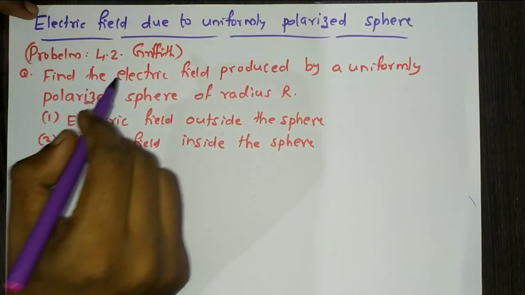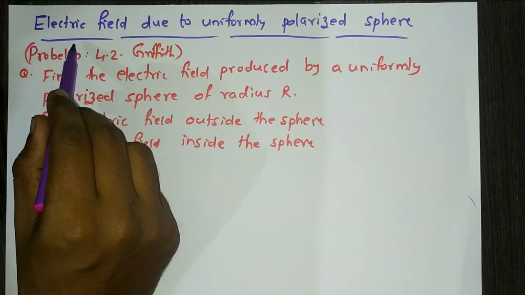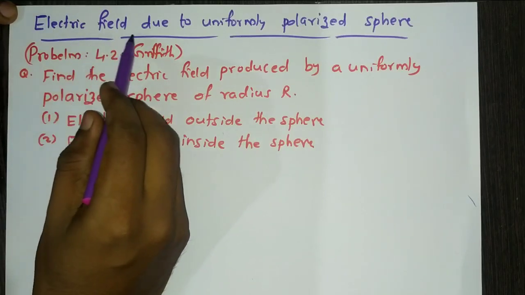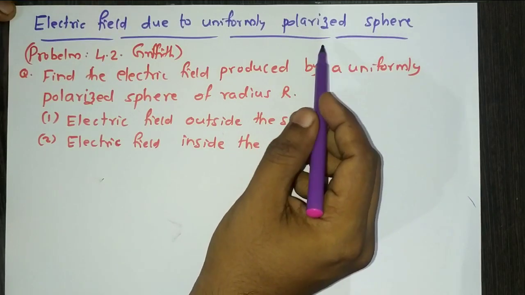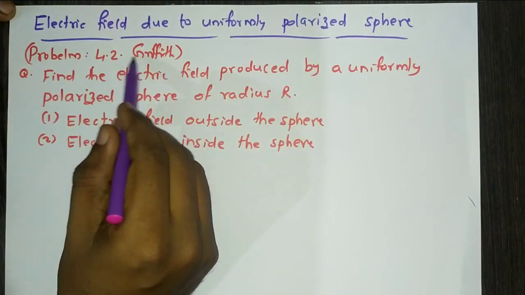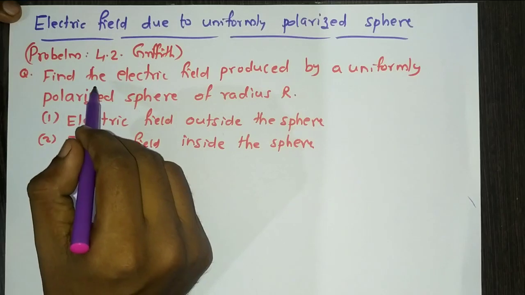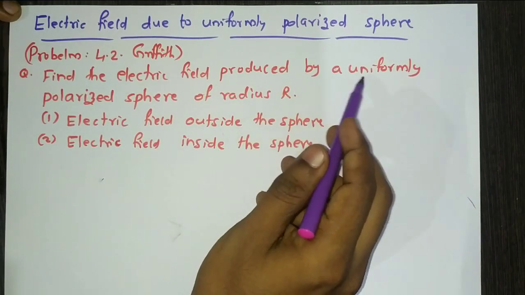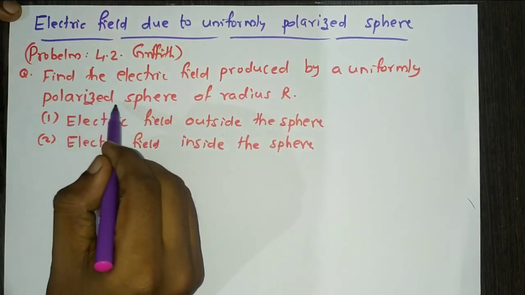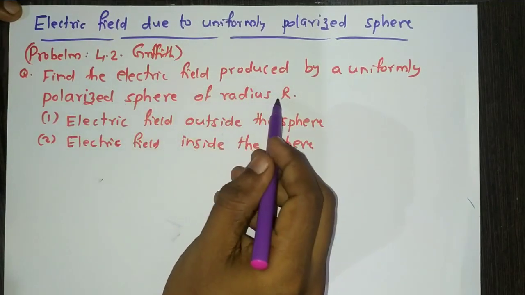Dear students, today we discuss the electric field due to a uniformly polarized sphere. Actually, this is the fifth problem for point 2. Here the question is this one: find the electric field produced by a uniformly polarized sphere of radius capital R.